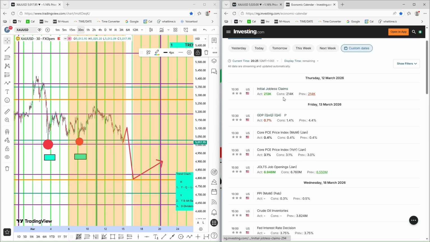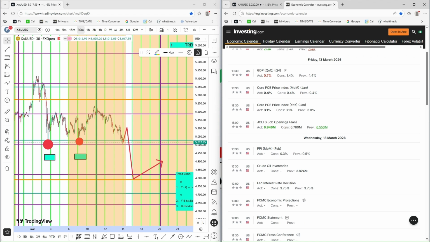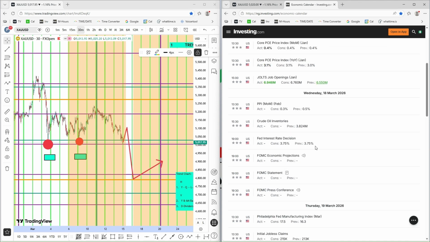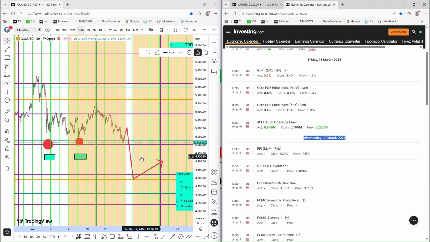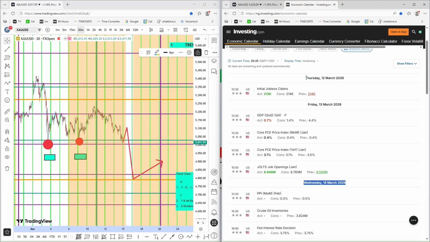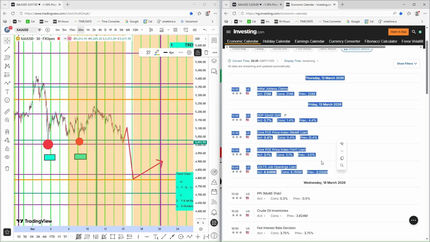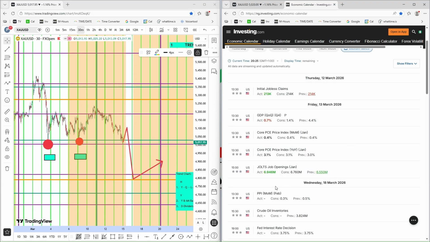initial jobless claim was good for USD. Fewer people complained that they had no jobs. Then the job openings was way higher than what was forecasted. Then on Monday, there is no high impact news. The last high impact news was on Friday. So price will play out on Monday and Tuesday. The market will play out following the news of Thursday and Friday last week. The market will satisfy that requirement.